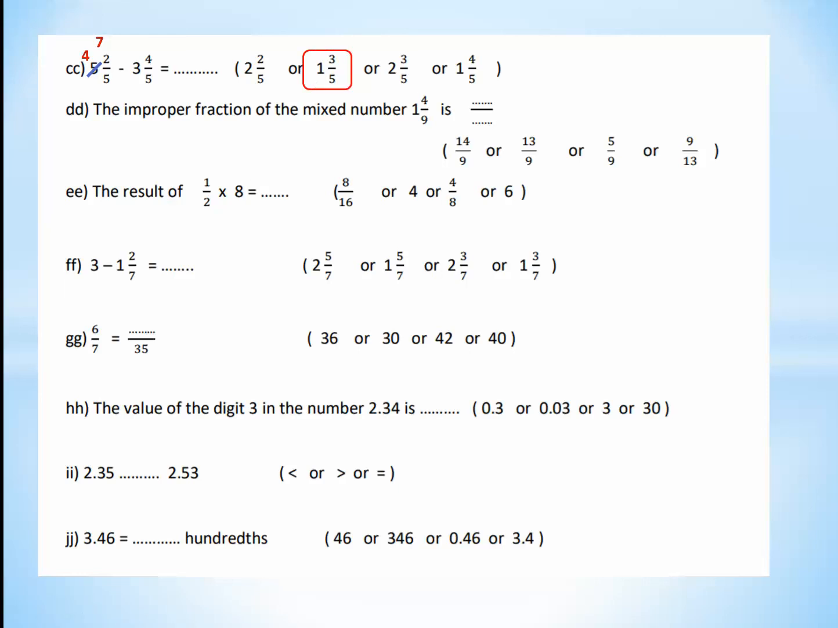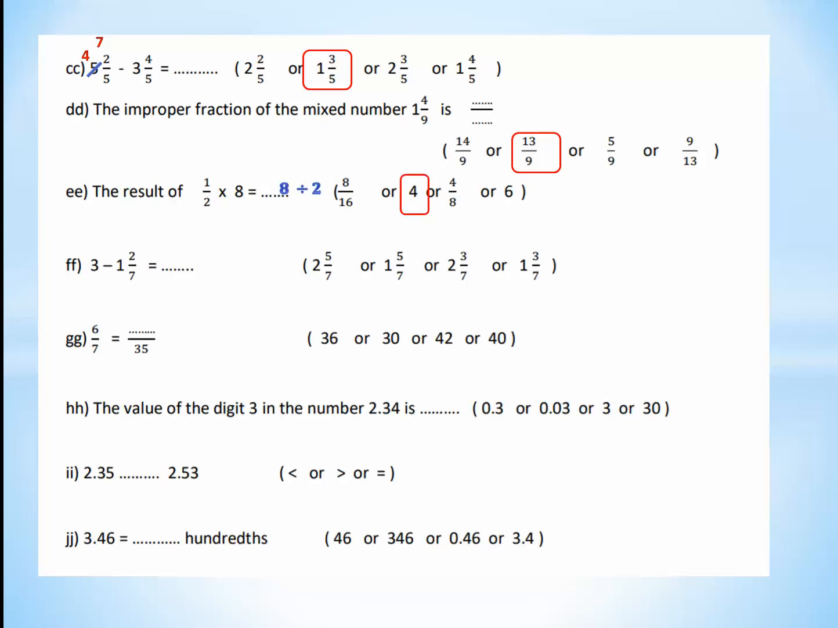The improper fraction of the mixed number, we know that. To convert into improper, we will multiply 1 times 9, then add 4. 1 times 9 equals 9, plus 4 equals 13, and the denominator as it is, so it will be 13 over 9. The result of half times 8 means 8 over 2, or 8 divided by 2 equals 4.